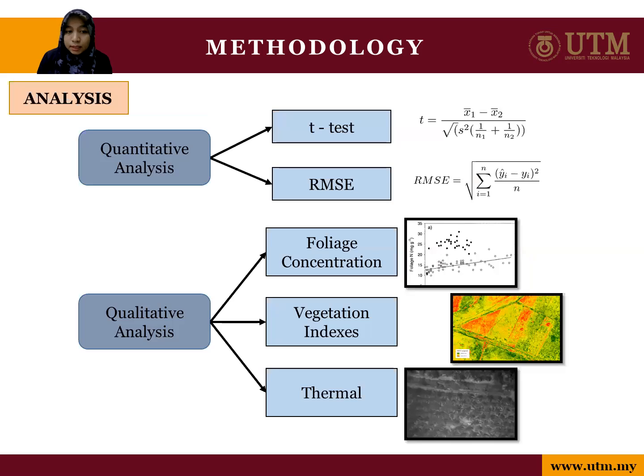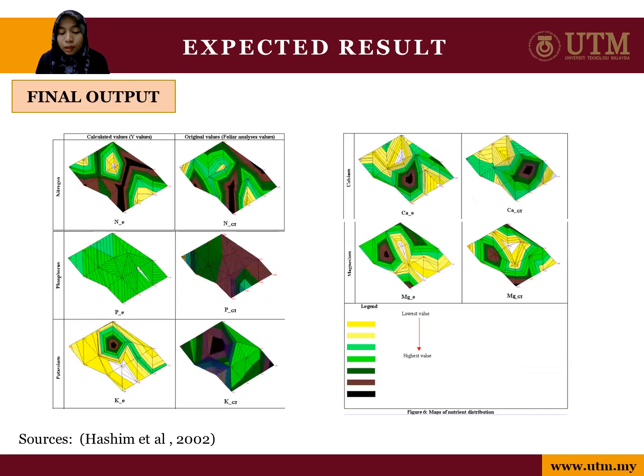For analysis, it will be divided into two parts, which are quantitative analysis and qualitative analysis. For quantitative analysis, it will analyze the t-test and RMSE calculation. Meanwhile, qualitative analysis will be analyzed in terms of the result between foliage concentration, vegetation index, and thermal image.